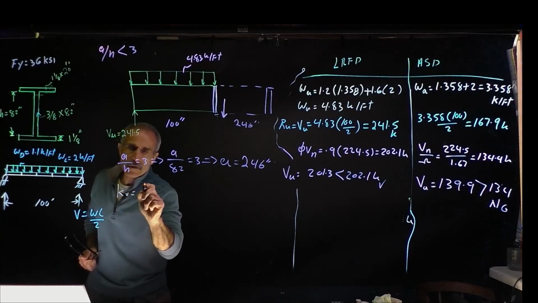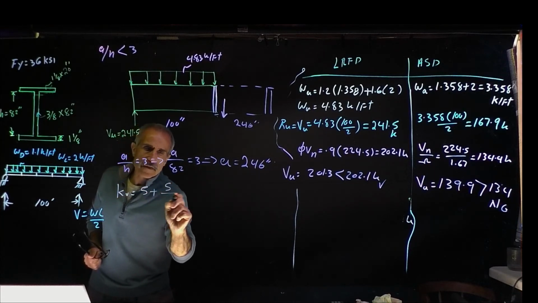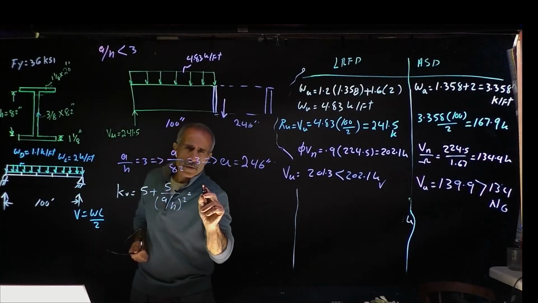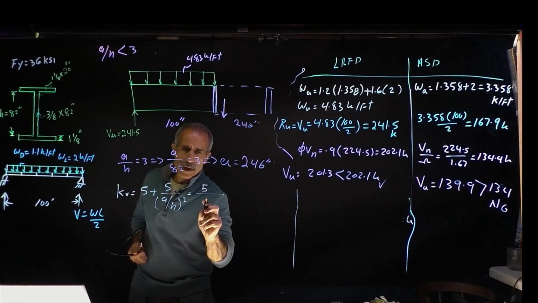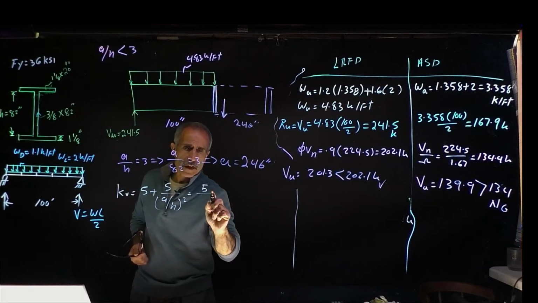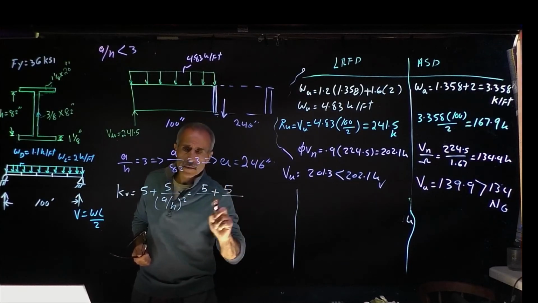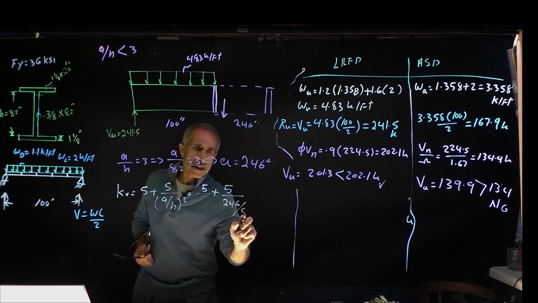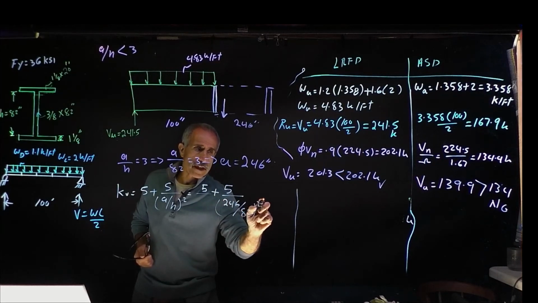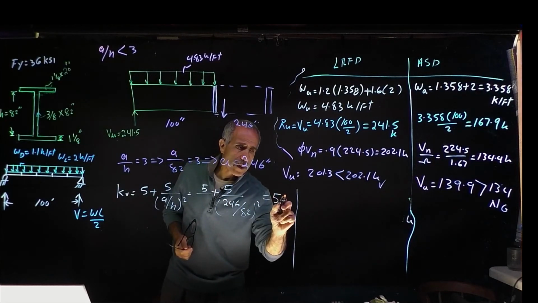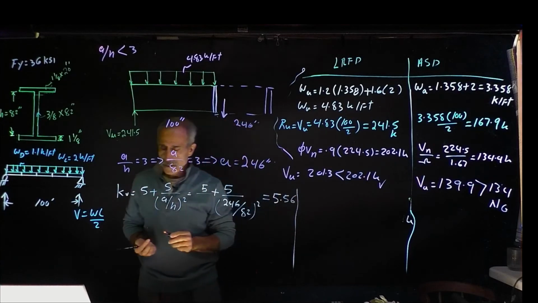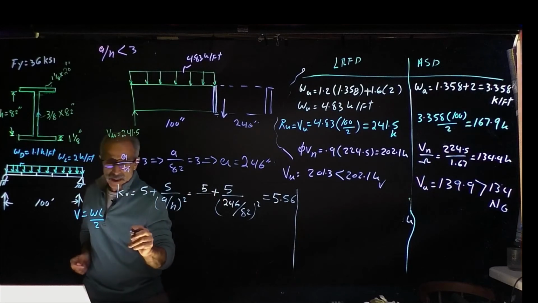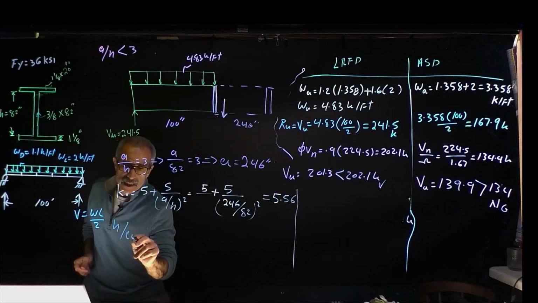KV is equal to 5 plus 5 divided by A over H squared. So it comes out to 5 plus 5 divided by 246 divided by 82 squared, and that comes out to 5.56.